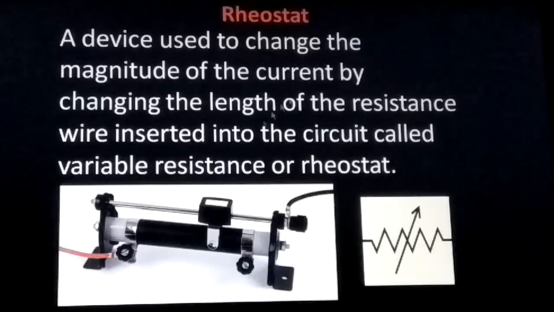So it is a device. A rheostat is a device used to change the magnitude of the current by changing the length of the resistance wire inserted into the circuit. So it is called a variable resistance, or in another way, a rheostat instrument.